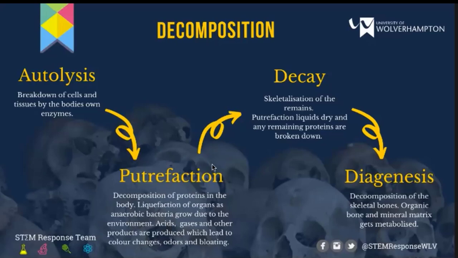Yan yung putrefaction. Yan yung dalawang chemical factors. And then, decay. Yung decay naman, skeletalization na siya. Nagiging skeleton ka na. And then, we call it diagenesis kung nag-decompose na rin yung mga bones. Organic bone and mineral matrix get metabolized. Yung mga hindi, usually may mga natitira pa ring bones, yun yung mga matitigas na talaga na mahirap ma-decompose.